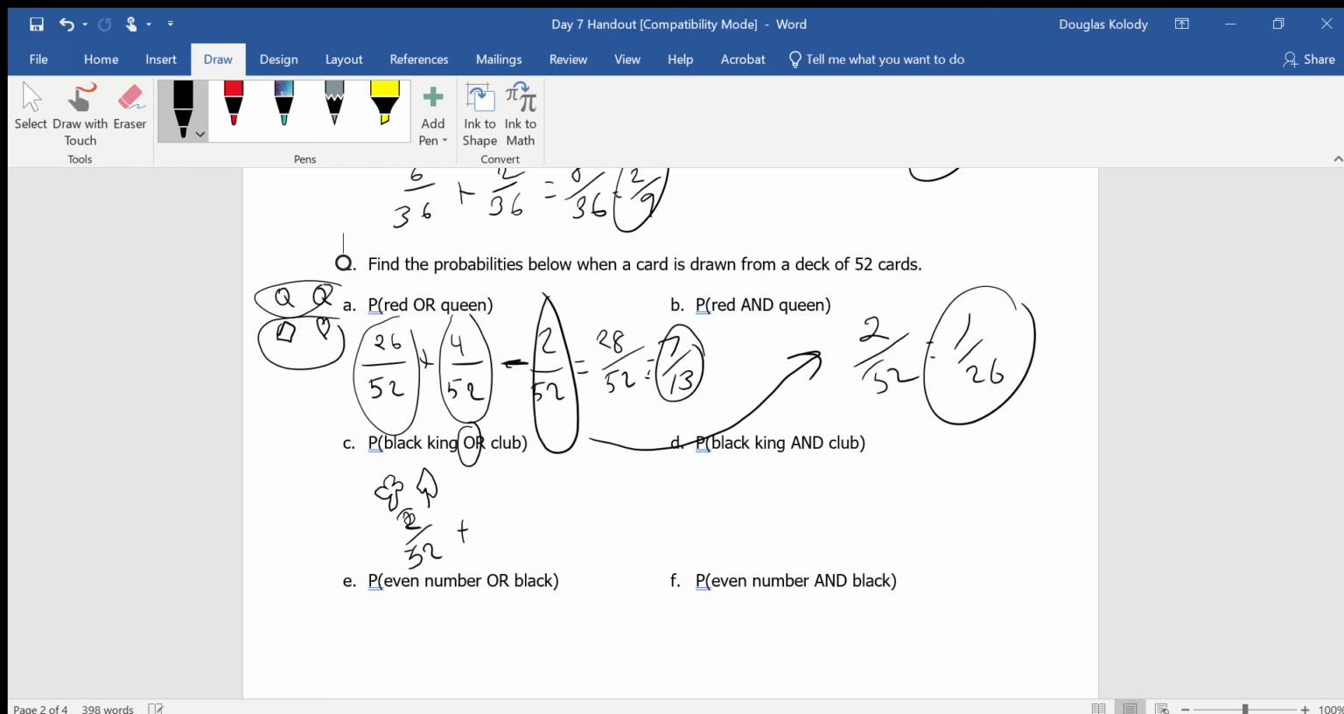How many clubs are in a deck of cards? So there are 13 clubs in a deck of cards. Have your card distribution out. Are there any kings of clubs? Because black are these 2 cards and clubs. Yeah, here's the king of clubs right there.